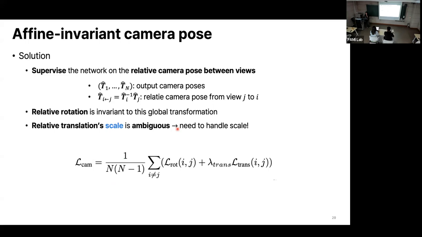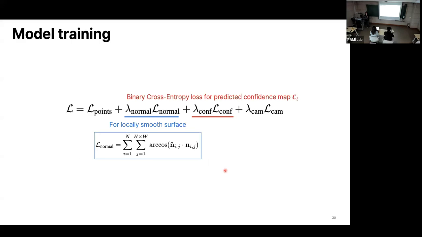So this is the loss of the camera pose estimation part, and they just take a weighted sum between these two parts. This is the final model training objective, where L_point is for the point map and L_cam is for the camera pose matrix. They also add two additional parts. The first one is the normal loss for the locally smooth surface, and this is for the computational loss. They use the binary cosine similarity for this.